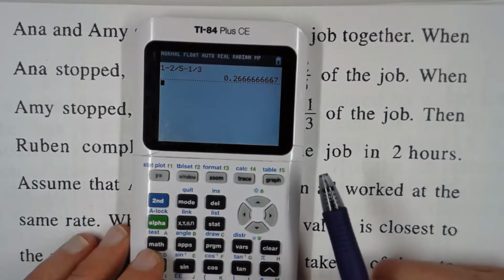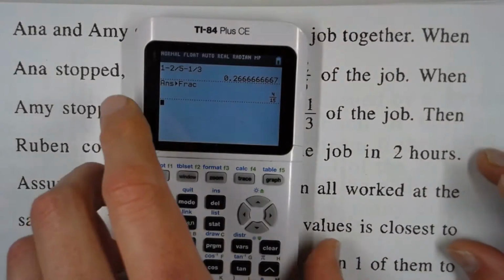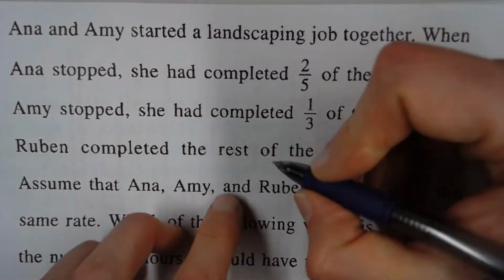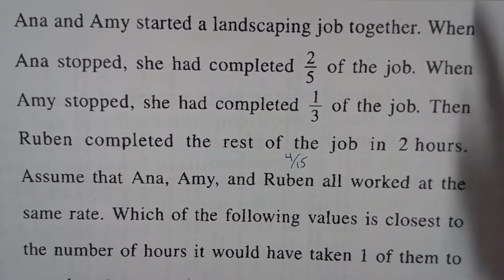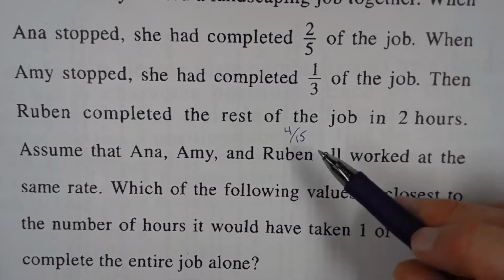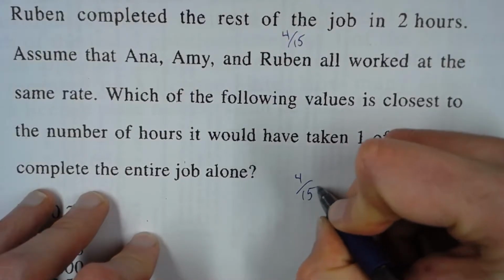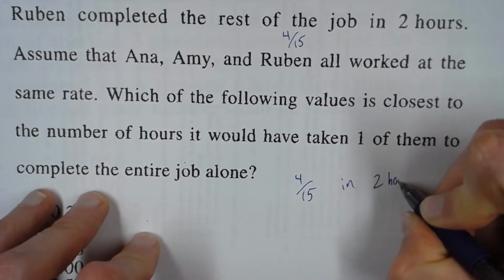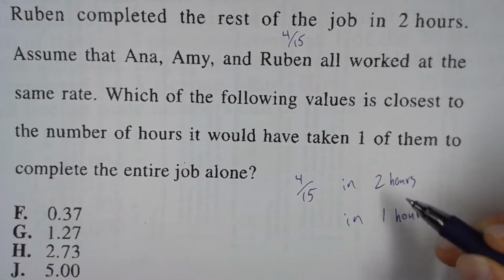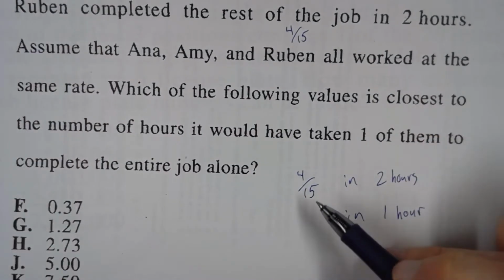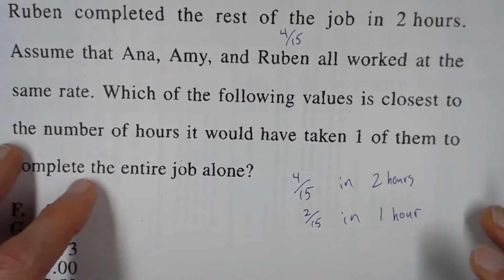All right, so we get a fraction. And since I have my fancy-dancy calculator, we have 4/15. So that's how much of the job Reuben had to do. That's the portion he did. Now, it took him 2 hours to do that much. Now, how much of that would it take for him to do in 1 hour? Well, just divide it by 2. 4/15 divided by 2. Well, 4 divided by 2 is 2, so 2/15 in 1 hour.